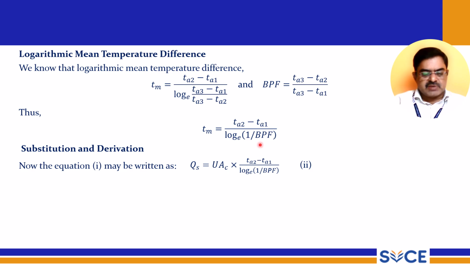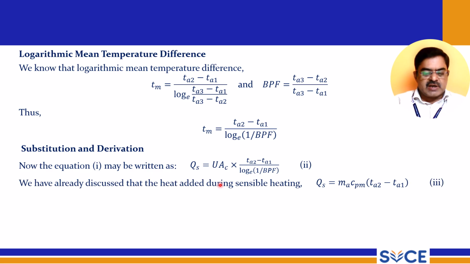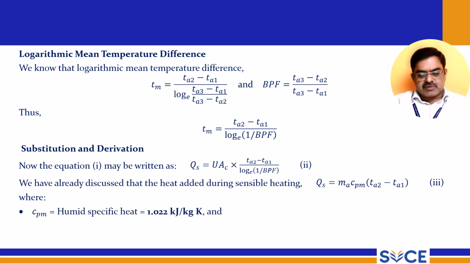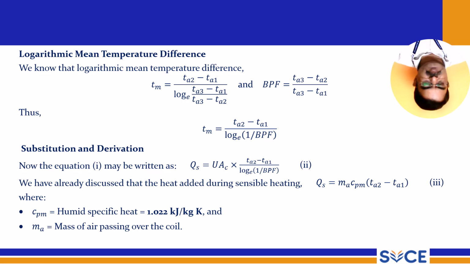Now Qs is equal to UAC into (Ta2 minus Ta1) divided by the logarithm of 1 divided by BPF, that is the bypass factor. And we have already discussed that the heat added during sensible heating, Qs, is equal to Ma CPM into (Ta2 minus Ta1), where CPM is the humid specific heat, constant at 1.022 kilojoules per kg Kelvin, and Ma is the mass of air passing over the coil.